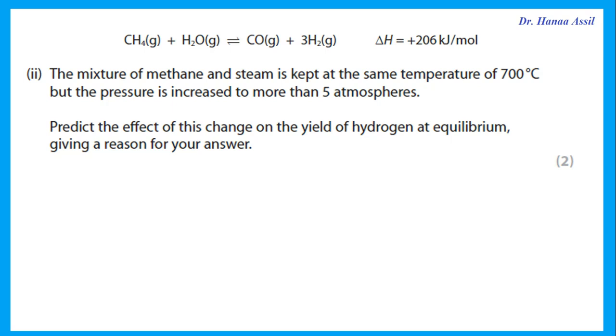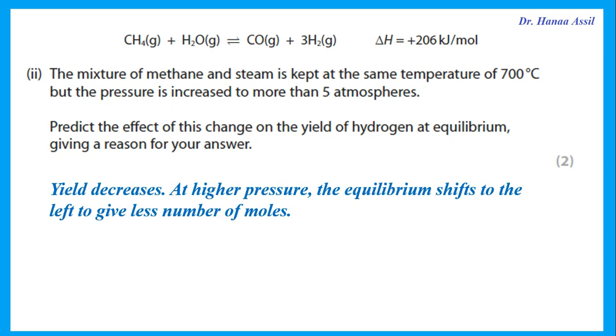And that means increasing the pressure here will cause the point of equilibrium to shift to the left or to go back. Going back means my hydrogen will react with CO to give CH4 and water, and that means the hydrogen is used up. So the yield of hydrogen decreases. So remember, at higher pressure, the equilibrium shifts to the side that has less number of moles. In this case, it is backward or to the left.